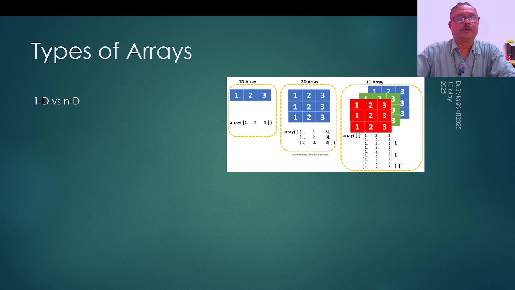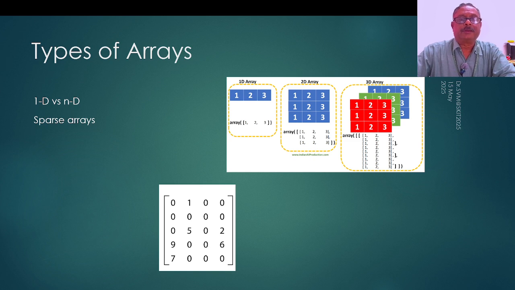After looking at the different types of arrays like one dimension, two dimension, three dimension, or in general n dimensional arrays, let us look at another important and very commonly practically available array, which we call a sparse array.